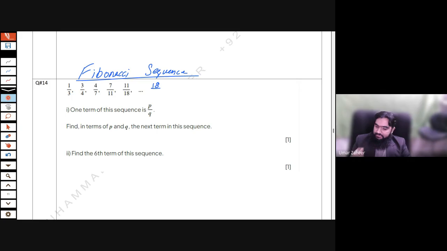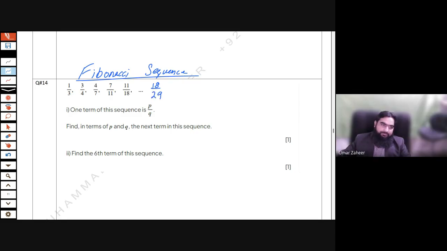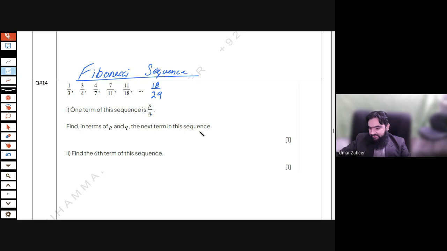Now we have to focus on the denominator. We have 3 plus 4, 7. 4 plus 7, 11. 7 plus 11, 18. So 11 plus 18 will be 29. So the next term is going to be 18 over 29. One of the terms in the sequence is P by Q. Clear? We find in terms of P and Q the next term in the sequence.